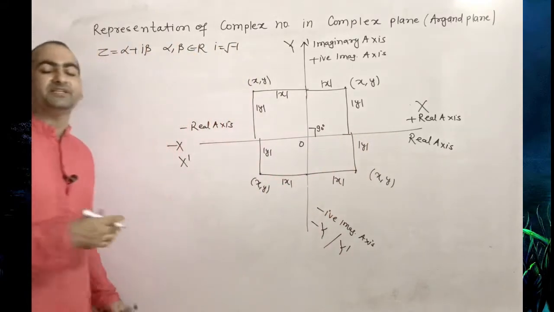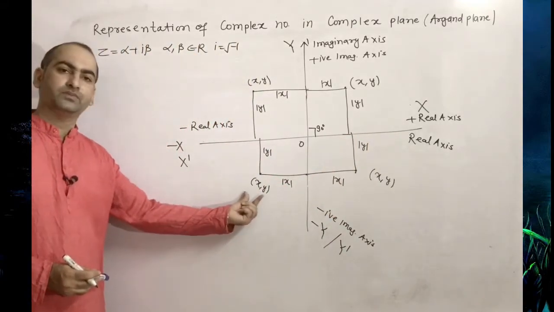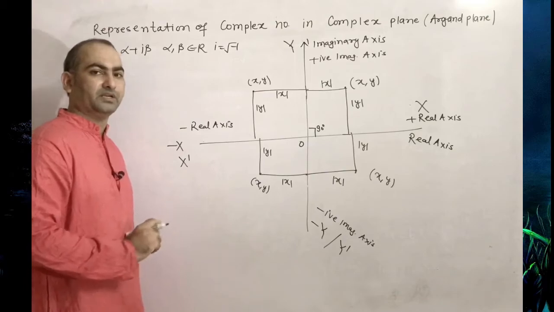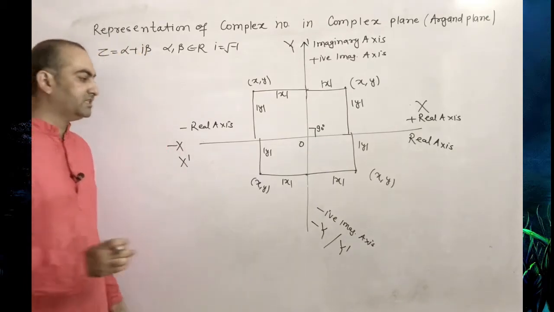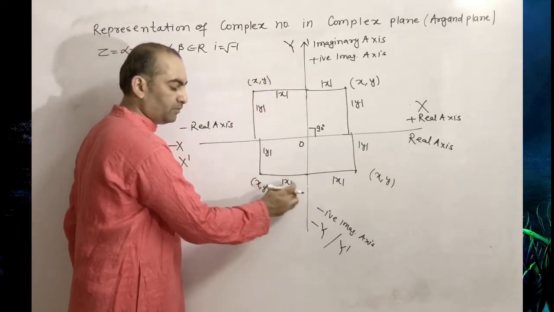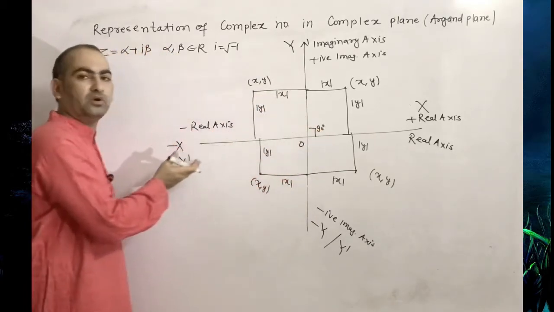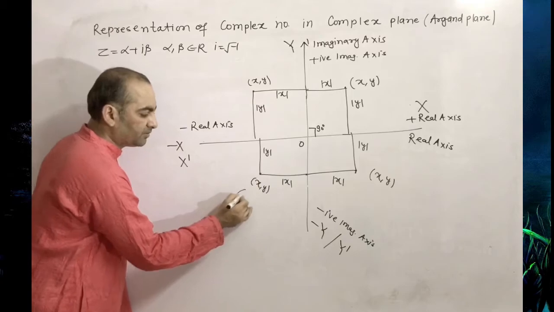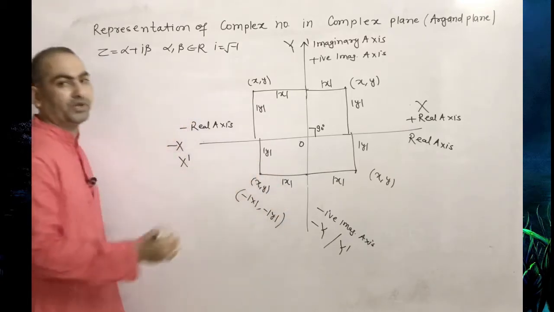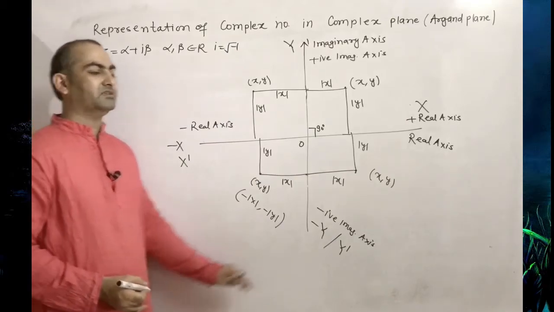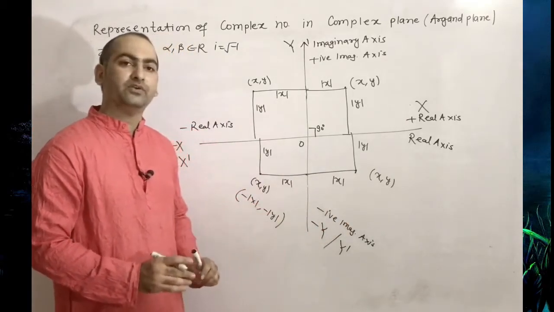Now if distance is given, we can write point also. Okay, suppose in third quadrant we know both coordinates are negative. So distance from imaginary axis is modulus x, and from real axis modulus y. So what you write? This point is minus of modulus of x comma minus of modulus of y, that is the point. Okay, similarly in this one also we can find out.